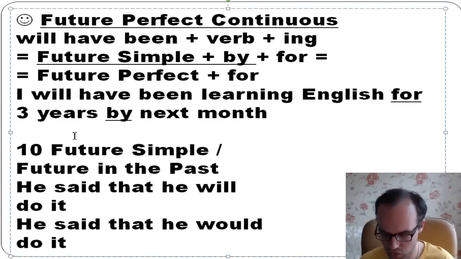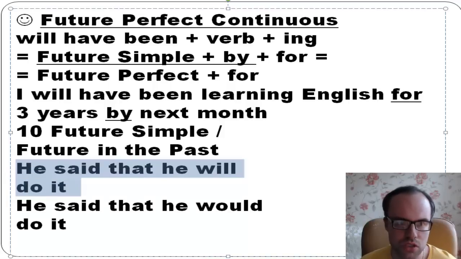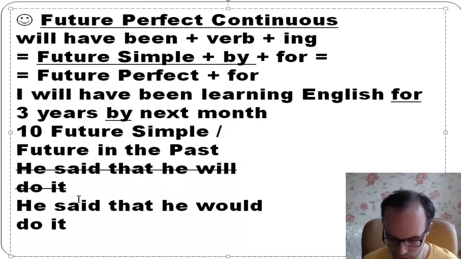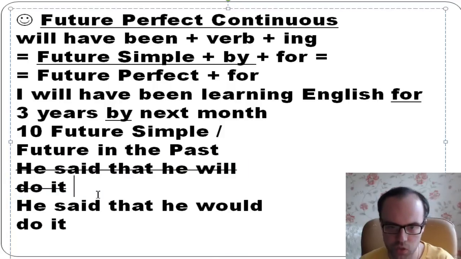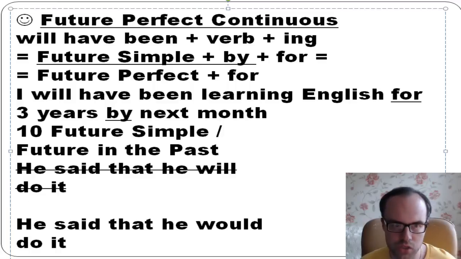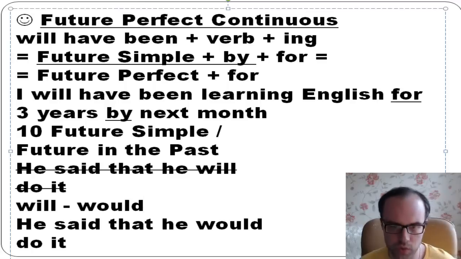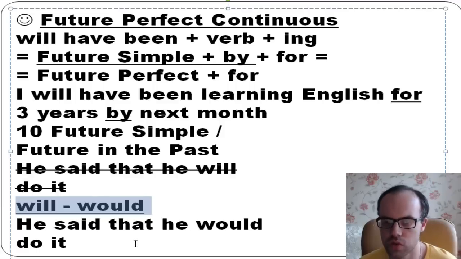You know that we change will. So it's incorrect. We change will to would. Please remember. If the first action is about the past, and you want to talk about the future, like in this situation, we need to change will to would.